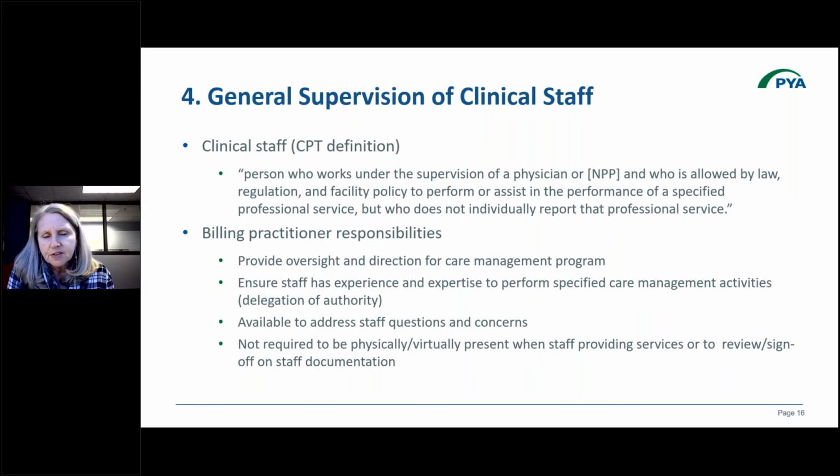Because they're not required to be physically or virtually present when staff are providing these services, nor are they required to review and sign off on all documentation. The general supervision level is certainly a step up from the traditional incident-to direct supervision, but this is more management of the program, oversight of the personnel by that billing practitioner.